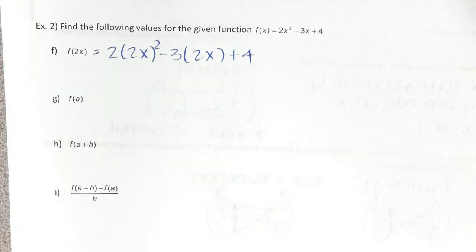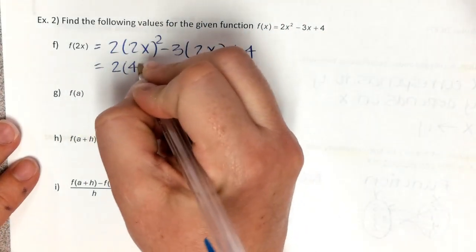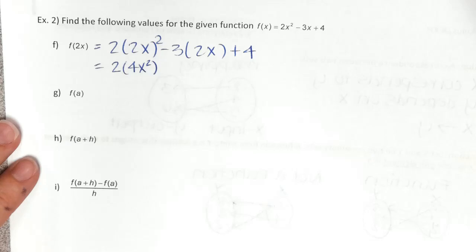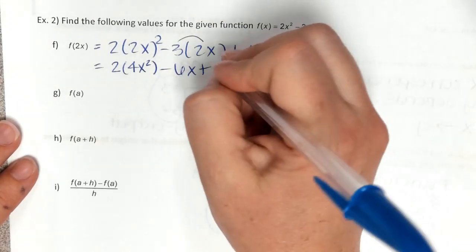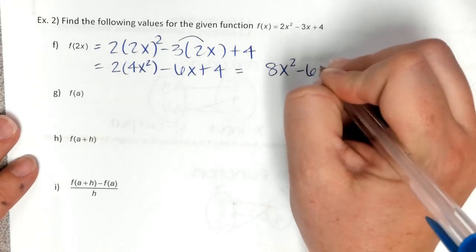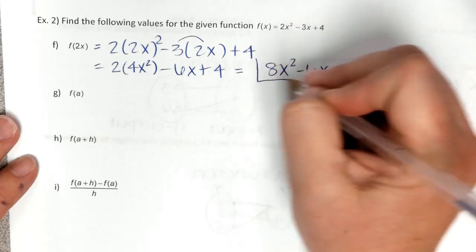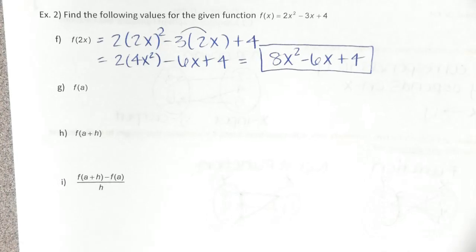Evaluating functions is also very important for calculus. So first you square it. That's 4x squared. Distribute. Minus 6x plus 4. Final answer: 8x squared minus 6x plus 4. Okay, don't worry, we will have opportunities. We gotta keep moving. All right, raise your hand if you can tell me what is f of a.